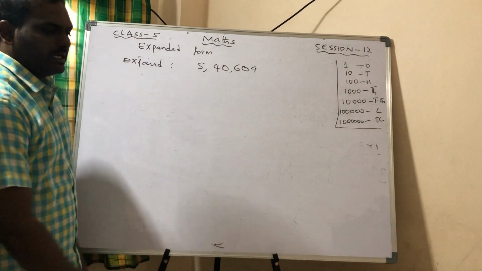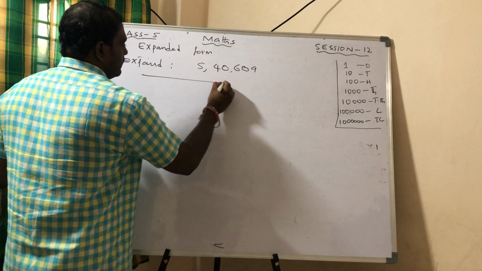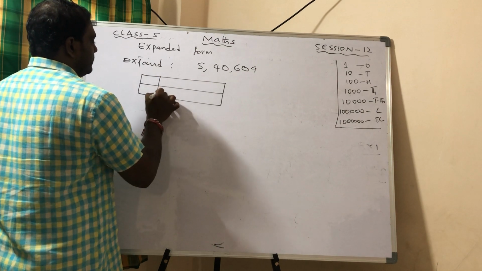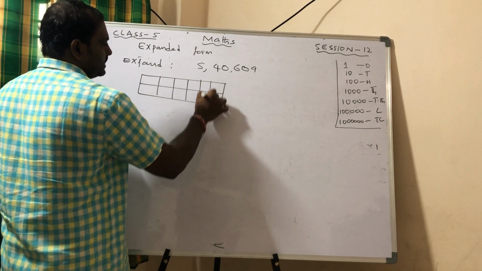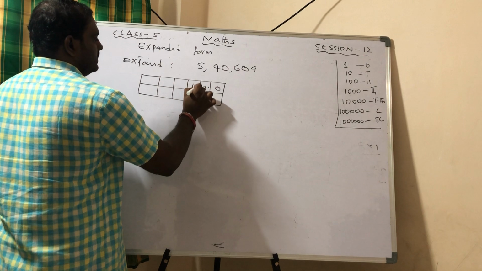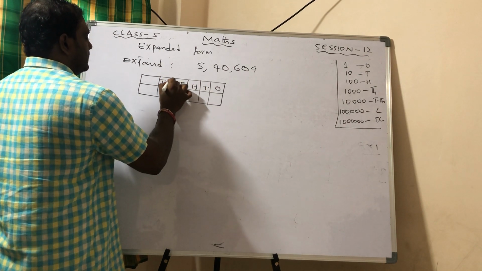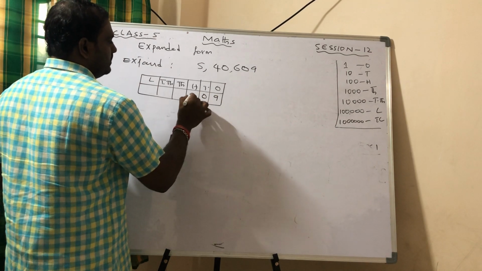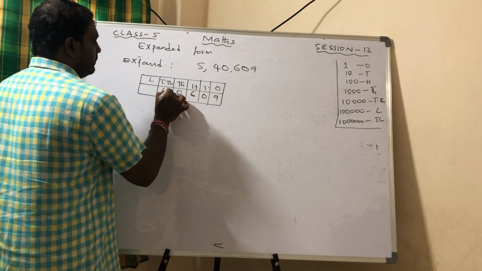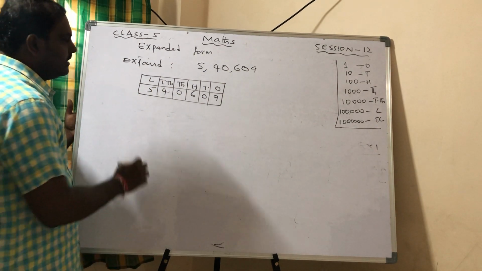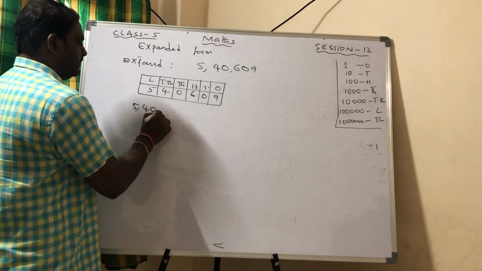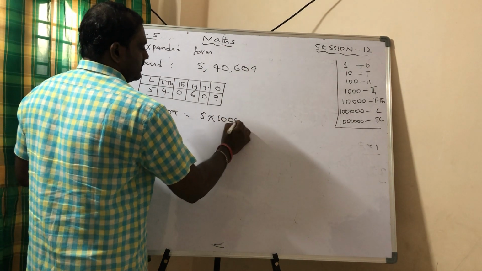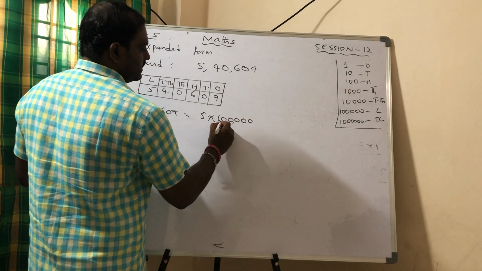5 lakhs 40,609. In this case, how to write? Whatever the number is, the method is the same. What is the method? Writing the numbers in the boxes: ones, tens, hundreds, thousands, 10,000s and lakhs. So it is 9, 0, 6, 0, 4, 5. After this, the same 5 lakhs 40,609. So 5 into 1 lakh, with units, tens, hundreds, thousands and lakhs.